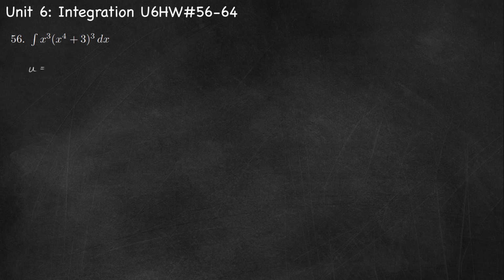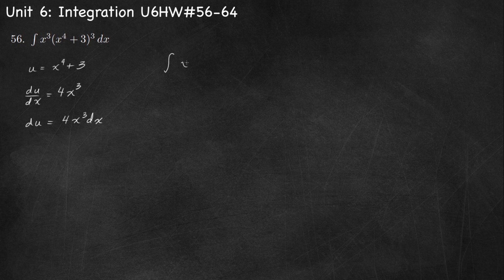Let's try letting u equal what we have in our parentheses, x to the power 4 plus 3. And if that's the case, then du dx is equal to 4x cubed. And if I multiply both sides by dx, I get du equals 4x cubed dx. So the purpose here is to somehow replace all the x's and the dx with some equivalent expression, but in terms of u, not x.